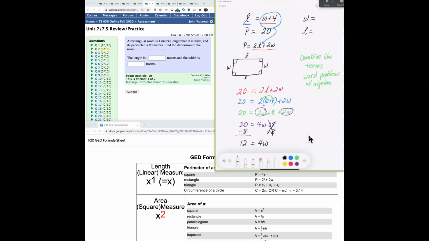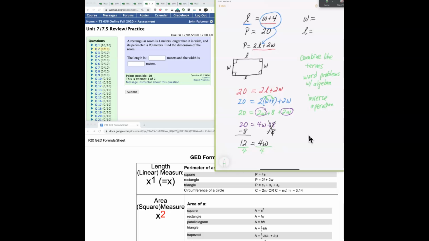So the next step is to just factor out a 4, or divide both sides by 4. And we're using the inverse operation. This is another search term you can use: inverse operations. Multiplication and division are inverses of each other. Addition and subtraction are also inverses of each other.